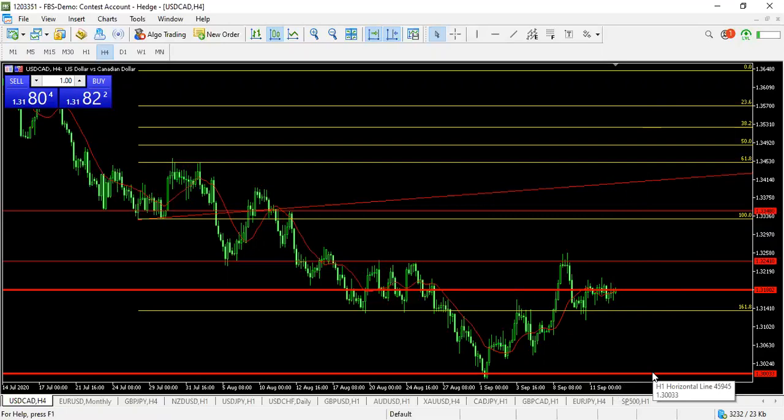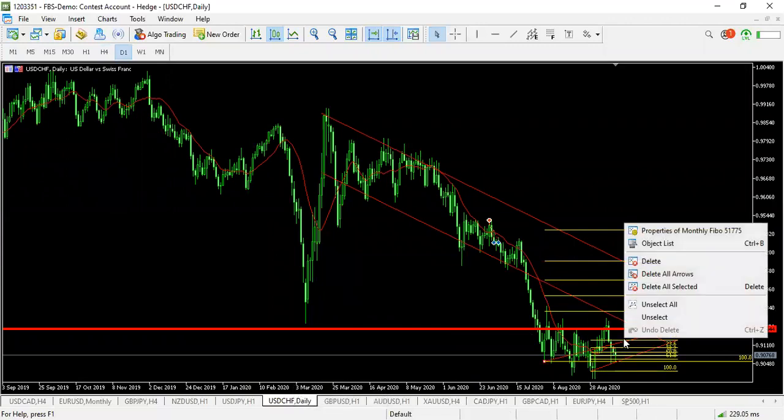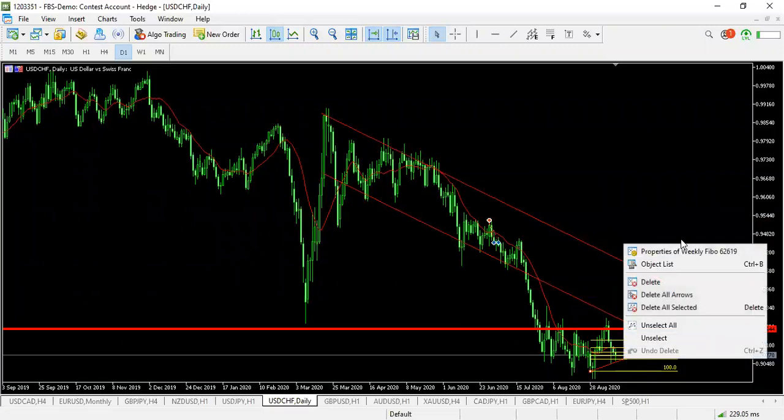So patience is what actually helps us make a lot of pips, which obviously turn into a lot of money eventually. So the next one will be USD Swiss franc.